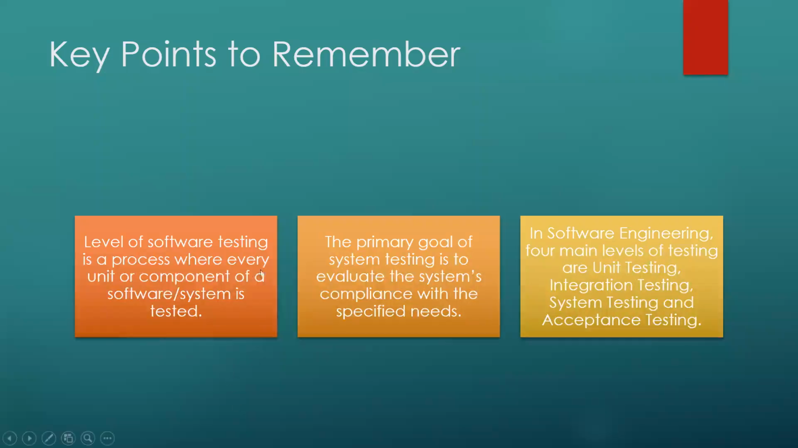So a few key points that you have to remember: levels of software testing is a process where every unit or component of the software system is tested. And the primary goal of system testing is to evaluate the system's compliance with the specified needs. Compliance is nothing but a set of rules or protocols that we have to follow when we are testing the application. And in software engineering, the four main levels of testing are unit testing, integration testing, system testing, and acceptance testing. So these are the four levels that you have to remember.